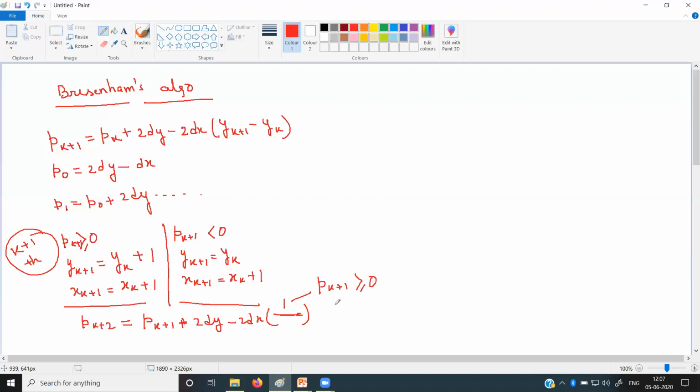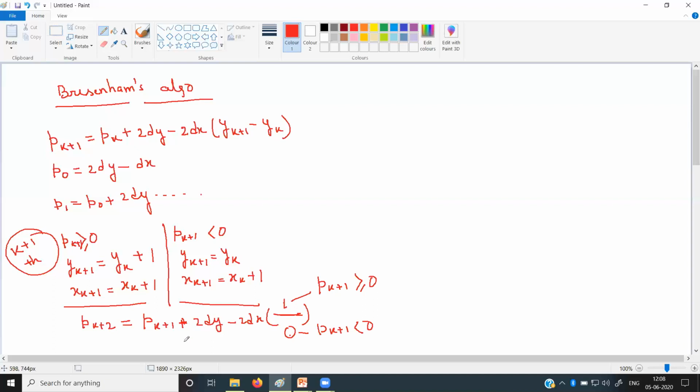Fine. But if the value of pk plus 1 is less than 0, in that case, what is the y of k plus 1? The y of k plus 1 is yk. So we have to replace yk over here. So both the terms will get cancelled and this particular section will be 0. So it will be 0 for this iteration. So depending on the y value at the k plus 1th iteration, we have to decide whether it will be 1 or it will be 0.